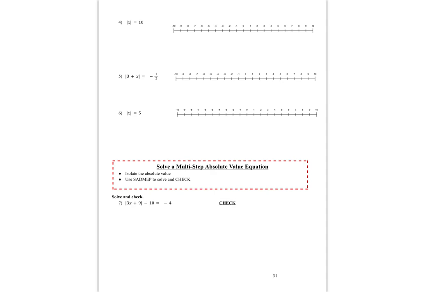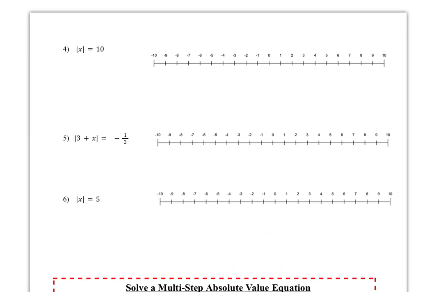Let's see. Ooh, look at this guy, okay? Absolute value of x equals 10. Well, nothing's outside the absolute values, right? So we're good there. What about the 10? Positive or negative? Positive. So, do we have answers? Yeah.